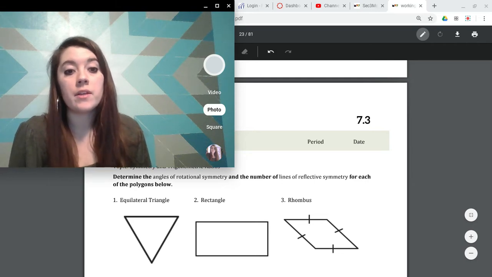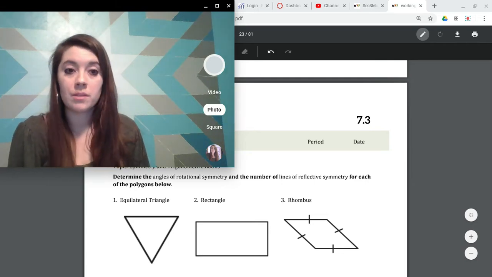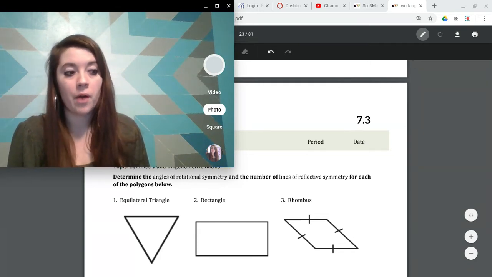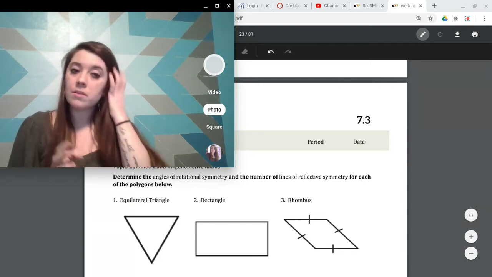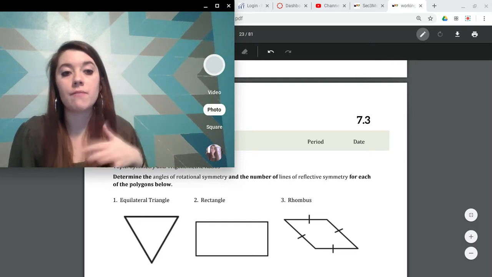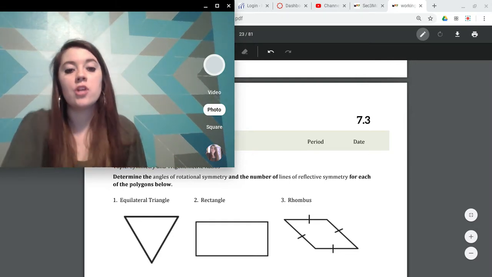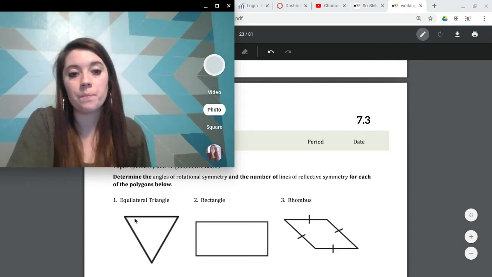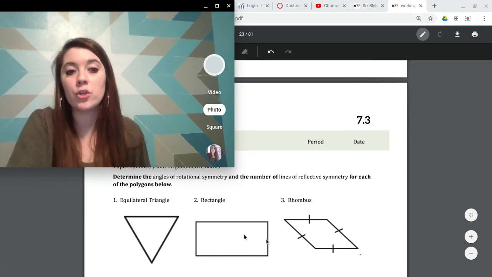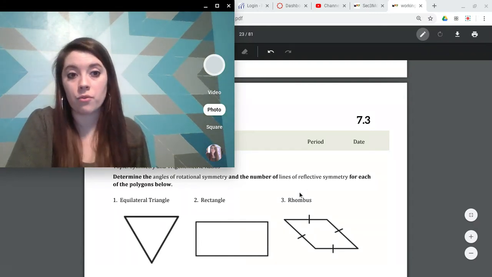What we're looking at first is determining the angles of rotational symmetry, as well as the number of lines of reflective symmetry for each of the polygons below. Now, we've talked a little bit about rotational symmetry, where we take 360 and divide it by the number of sides. Now, that only works with regular polygons. So these first three, specifically the rectangle and the rhombus, are not regular polygons. As a result, we can't use our rule, 360 divided by the number of sides, to solve for the rotational symmetry.